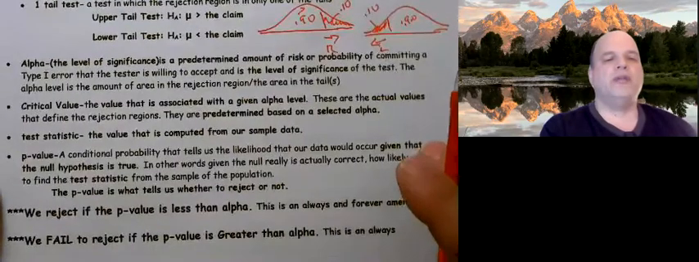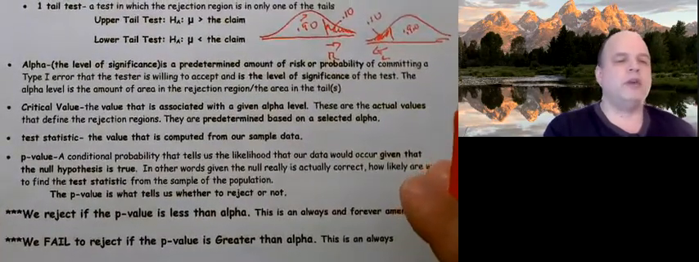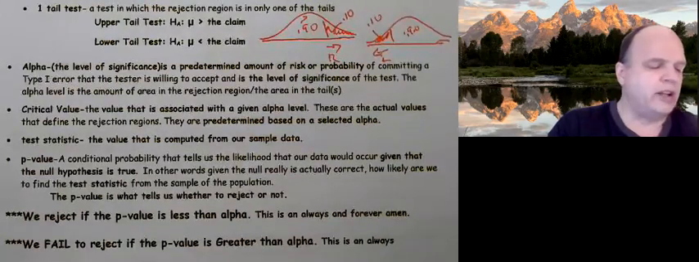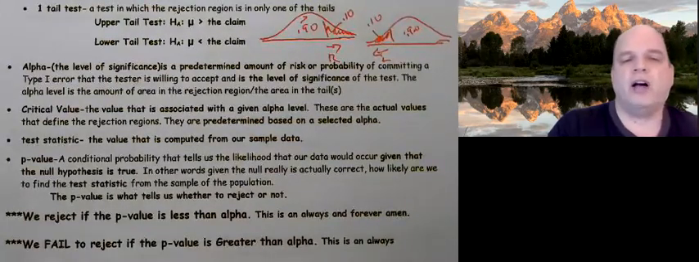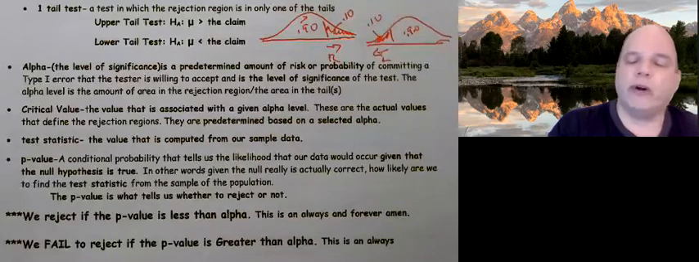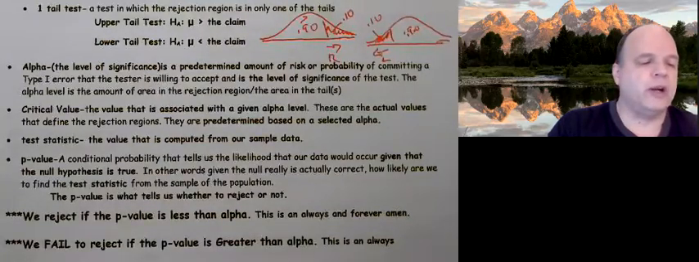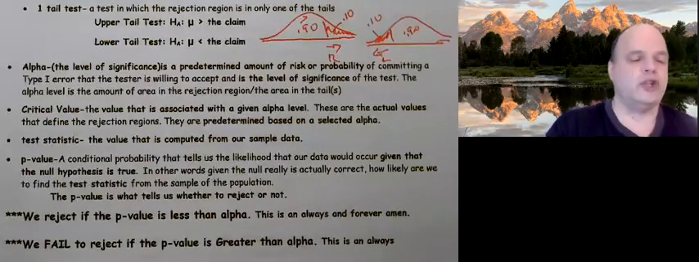I would read all this information as it's very, very important, but this part is three-star, I cannot stress enough. We reject if the p-value is less than alpha, and that's a period. Forever and ever, always, amen. We fail to reject if the p-value is greater than alpha. So if our p-value is greater than alpha, we fail to reject. If it's less than alpha, we reject.